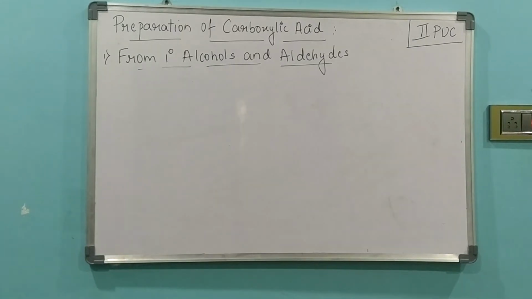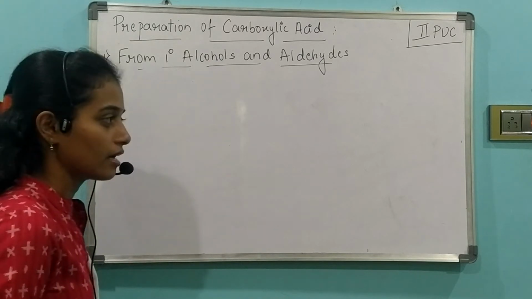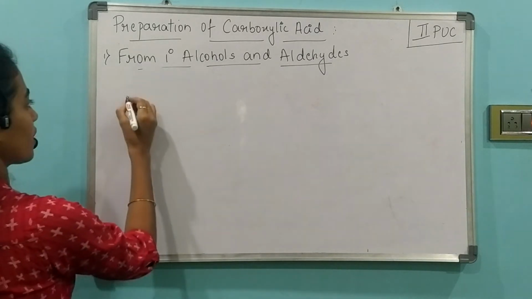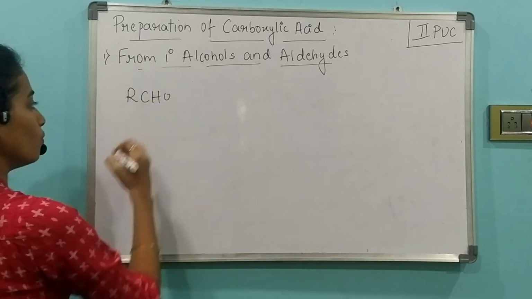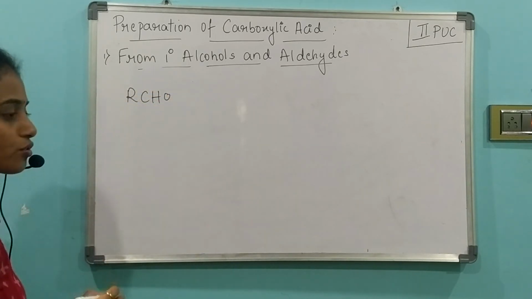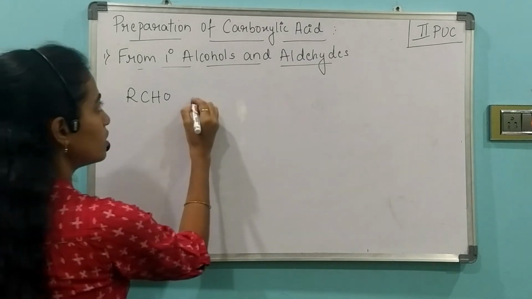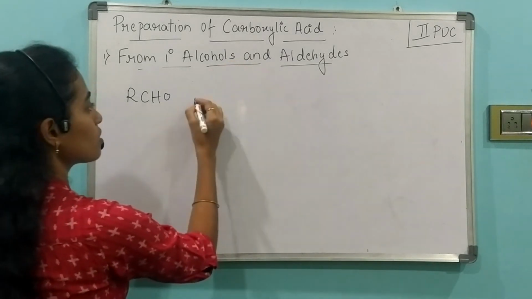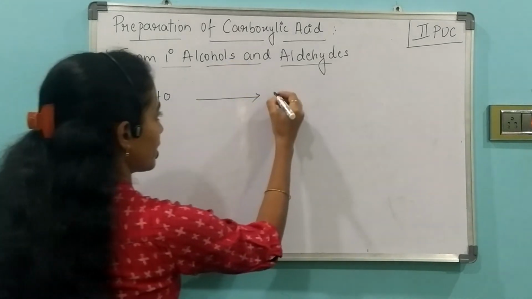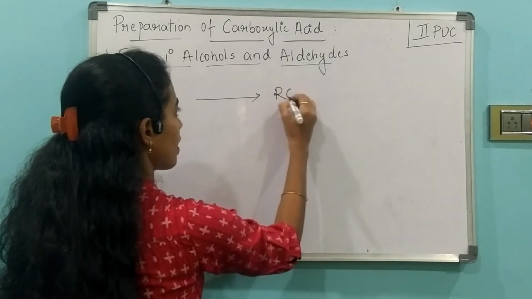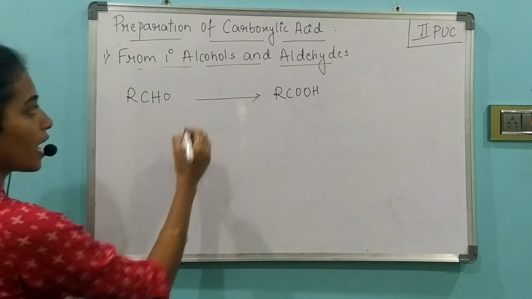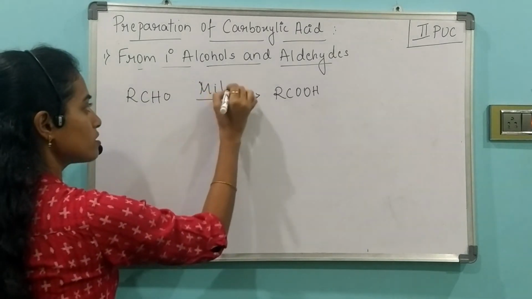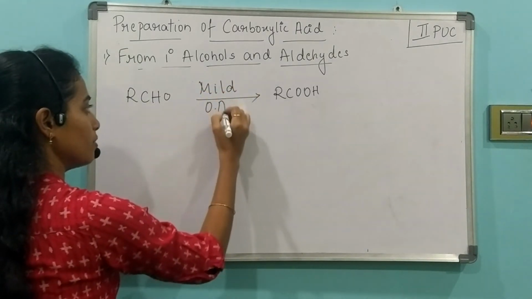Next is conversion of this aldehyde into carboxylic acid. Let me take a primary aldehyde, that is RCHO. Here I have to prepare a carboxylic acid starting from a primary aldehyde. Here I will be using the mild oxidizing agents.